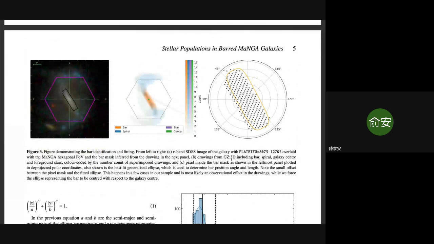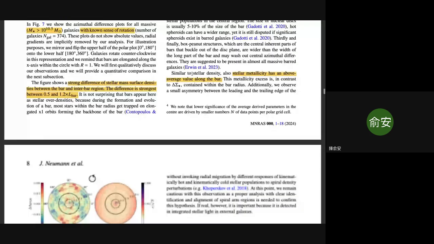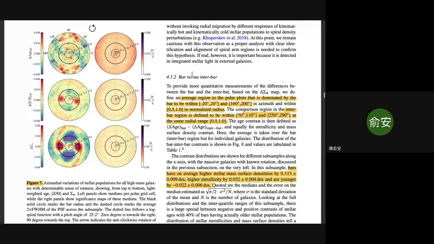So this is one of the examples of how they process the image. From here we can see that they identify where the bar region is, and also the spiral and the stars and the center of the galaxy. And what I think is the special part is that they're trying to normalize all the galaxies' data. So from here we can see the overall results.